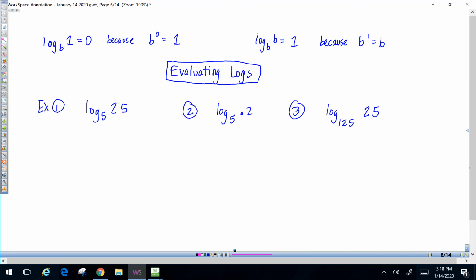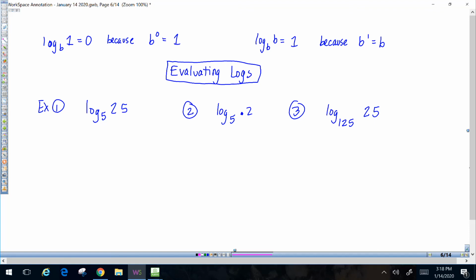Okay? Now this one is interesting, and watch out for this one. Log base b of 1 is always going to equal 0. Because when we raise any non-zero number to the 0 power, what do we get? 1. So any base raised to the 0 is 1.